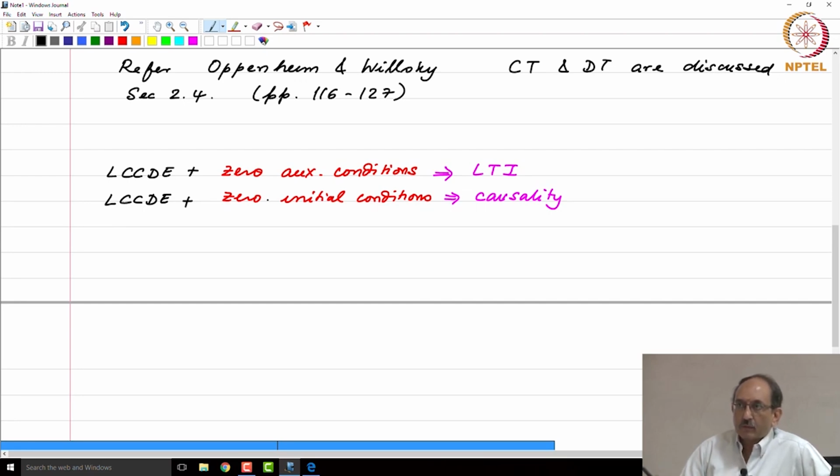All right. So, auxiliary conditions are not necessarily specified at what we call t equal to 0 or n equal to 0. They can be specified at any point in time. Initial conditions are auxiliary conditions specified at the origin. So, that is why that is tied to causality.